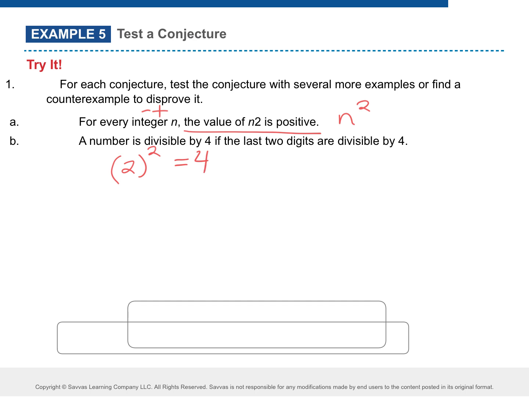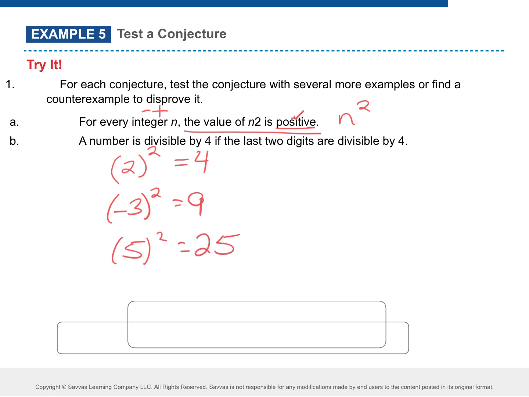Is it true? Yes, because it's positive. Let's try another one. I'm going to use -3. -3 squared. 9. Is it true? Yes. Let's try one more. Negative 5. 5 squared is 25. Is it true?